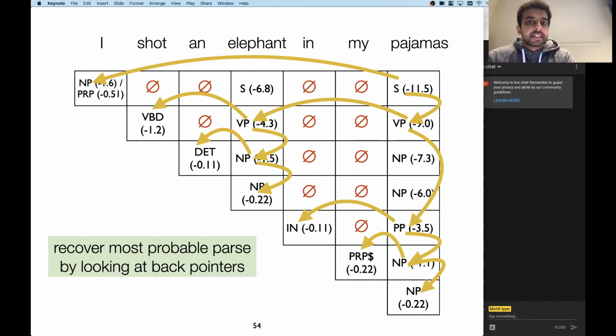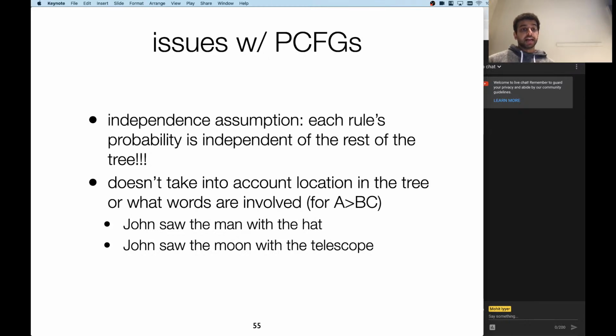So the question is, these rule probabilities are basically ignorant of the semantic or lexical content of the words that they're spanning. And we are throwing away a lot of information when we simplify the rules to this level. Like, wouldn't it be better to have a rule conditioned on the identity of the word that's a noun here? So like elephant versus gnome or whatever. Yeah, that's a great segue into this next part of the lecture, where we are taking a look at the major issue of these PCFGs, which is this independence assumption. So each rule probability is independent of the rest of the tree, and we don't take into account the location in the tree or what words are involved in these rules.